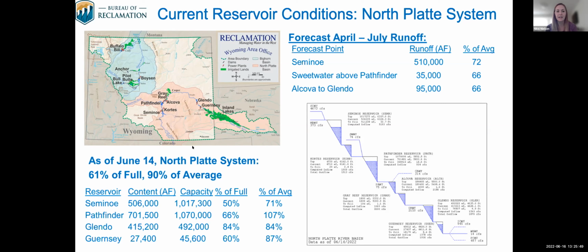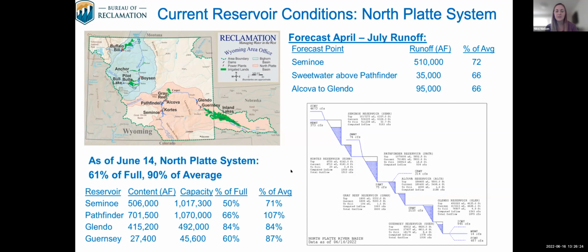The June forecast indicates that the spring snow runoff amount will be below average. The total April through July runoff in the North Platte Basin above Glendo is expected to be 545,000 acre feet, which is about 72% of the 30-year average. And that has not changed since the last couple months. So this forecast does include the 302,000 acre feet of runoff that has been accumulated above Glendo between April and May.